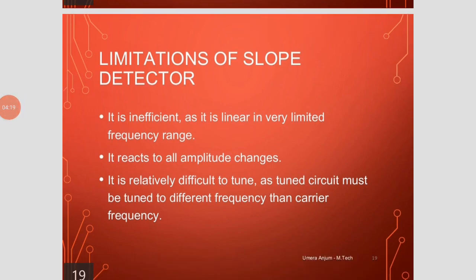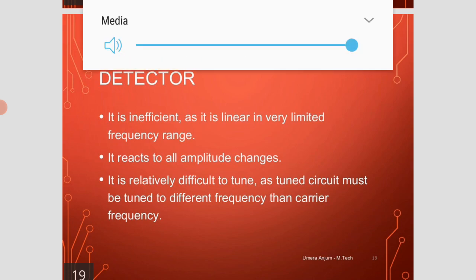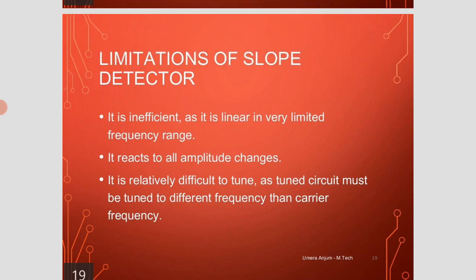The limitations of the slope detector: it is inefficient as it is linear in very limited frequency ranges. It reacts to amplitude changes. It is relatively difficult to tune as the tuned circuit must be tuned to a different frequency than the carrier frequency.